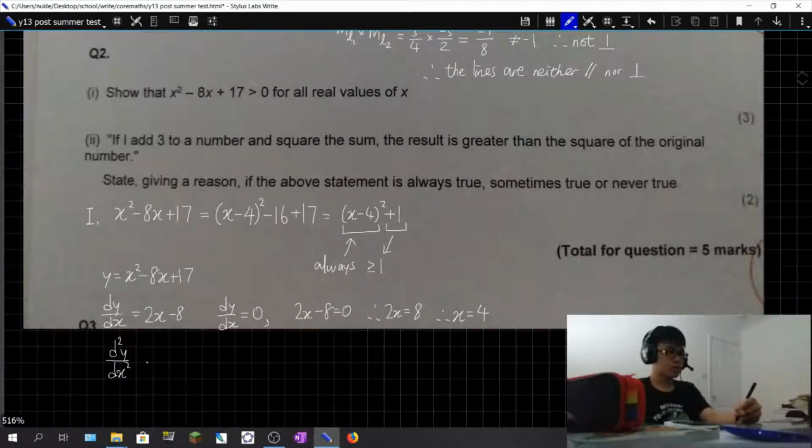d squared y over dx squared. We're going to take this expression and differentiate it with respect to x. So that's going to be 2. And the negative 8 just goes away as a constant term. So we have proved that the second derivative is always going to be positive. That means when x is equal to 4, y is at a minimum.